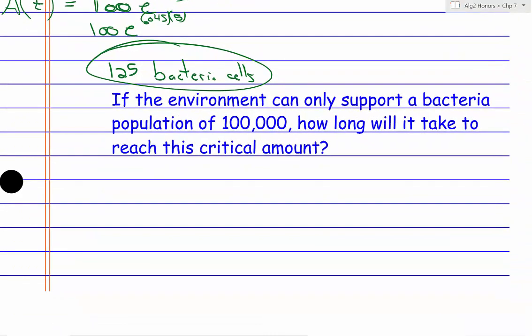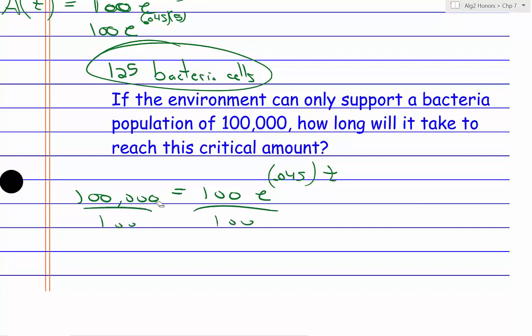All right, so you can guess where this is going to go. The environment can only support a bacteria population of 100,000. How long will it take? So now we don't know the time, but we need to pull that information back out. So we have 100,000. There it is. We started with 100 of them, remember? e^0.045, that growth rate is not going to change, but the amount of time it takes, that's going to change. So divide out the 100, not the 1,000. So we have e to the 0.045t equals 1,000. And now what we're going to do, since the base is e, we're going to take the natural log of both sides.